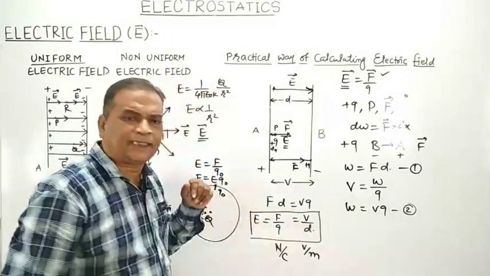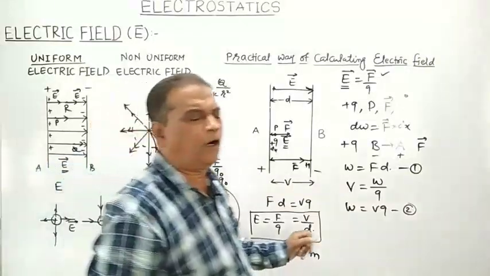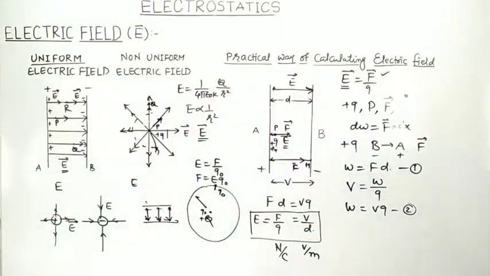SI unit of electric field intensity is either Newton per Coulomb, or it is what? Volt per meter.